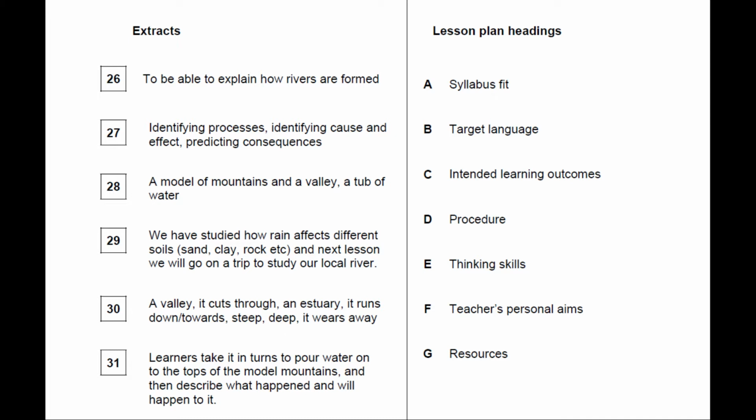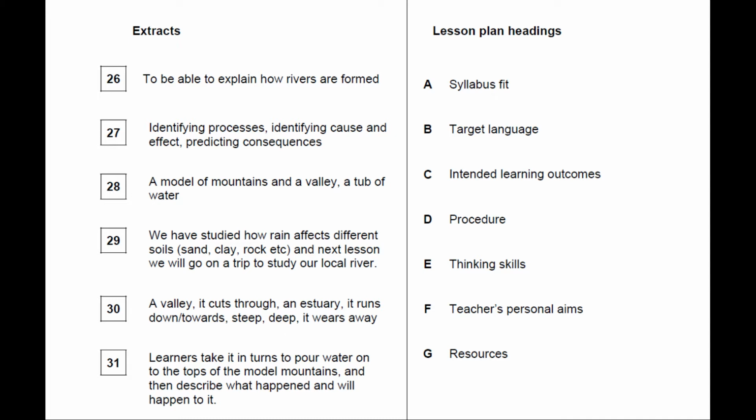27. Identifying processes, identifying cause and effect, predicting consequences. This is thinking skills. 28. A model of mountains and a valley, a tub of water. This is resources. 29. We've studied how rain affects different soils, sand, clay, rock, etc. And next lesson, we will go on a trip to study our local river.